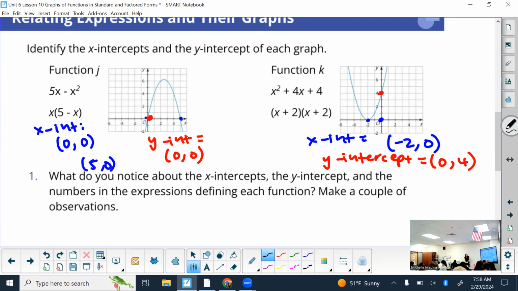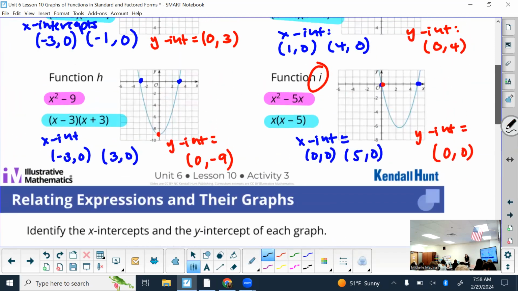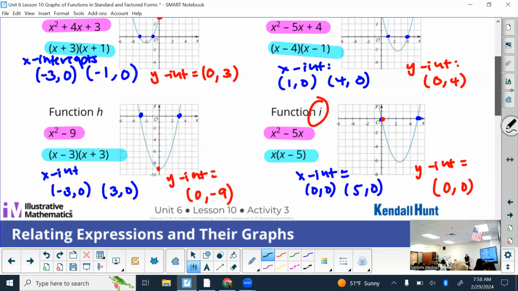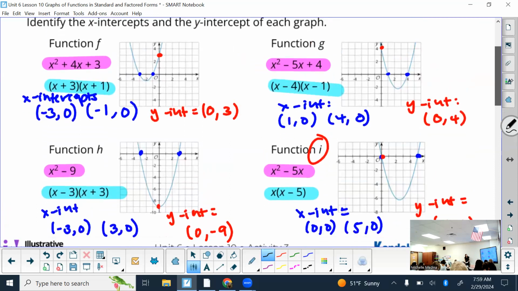See, like, where are we seeing the 5 and the 0 in function j? Where are we seeing the 0 in the standard form of function j? And then you could do that for every single other graph. Okay, does anyone think that they know the pattern? So think about it. You don't have to say it out loud yet.